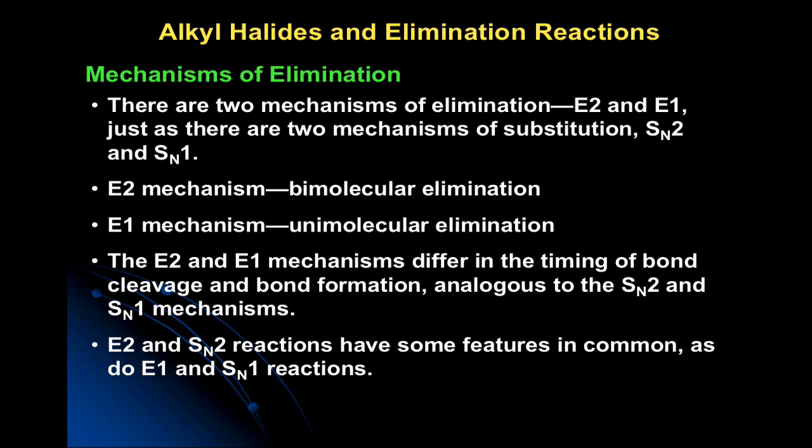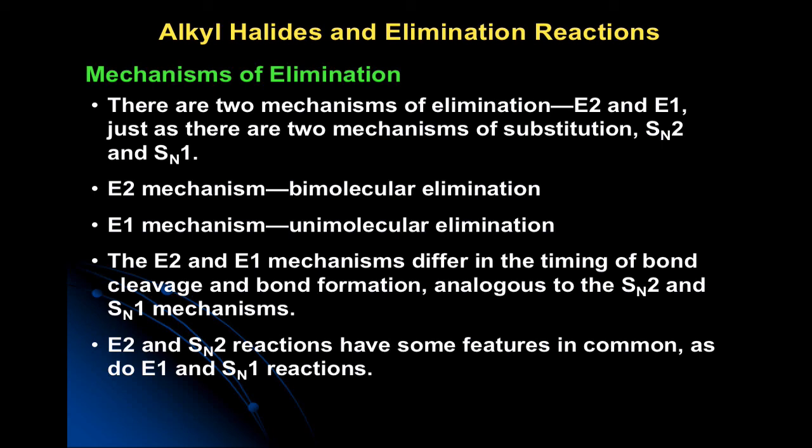E1 mechanism is going to be a unimolecular elimination. It's going to have the rate dependence on one and only one species. Which species will it be? The alkyl halide. The base does not come into the equation at all. Just like in an SN1 reaction, the nucleophile never came into the equation, did it? So from the viewpoint of the alkyl halide, everything's the same, it's just the products are different, right? So you don't have to learn any new rate equations, right?